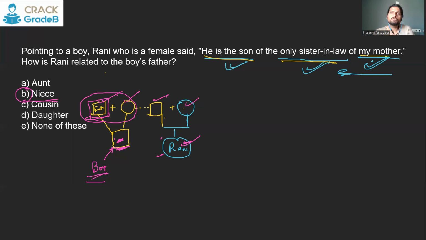So I hope you understood how to read these type of statements. You just have to read it from behind. And if possible, read it like this. Rather than reading son of only sister-in-law of mother, you can read mother's only sister-in-law's son. Got this? Let's see one more.